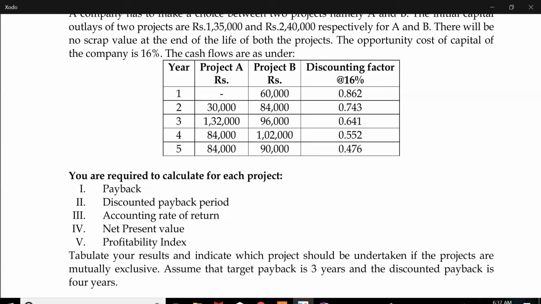Then ARR on initial investment equal to average PAT by initial investment into 100.